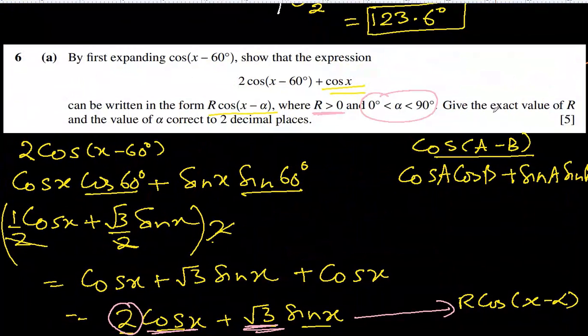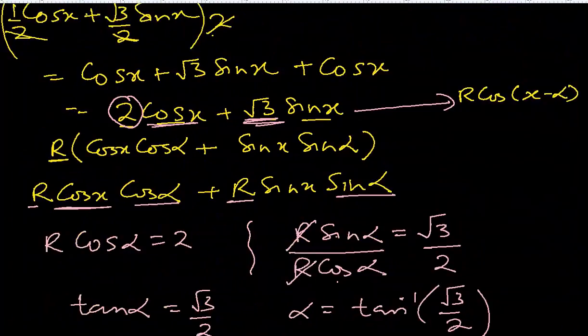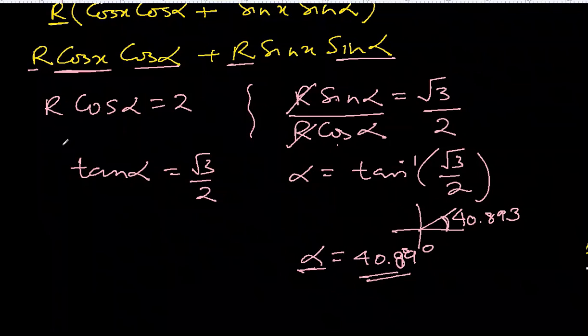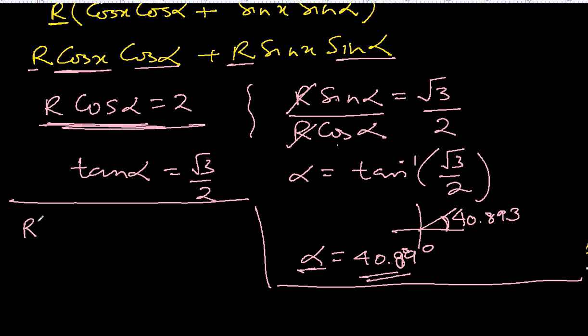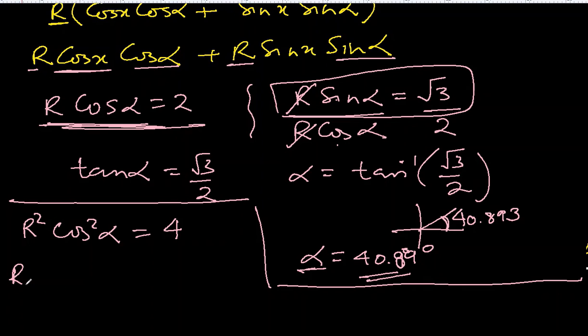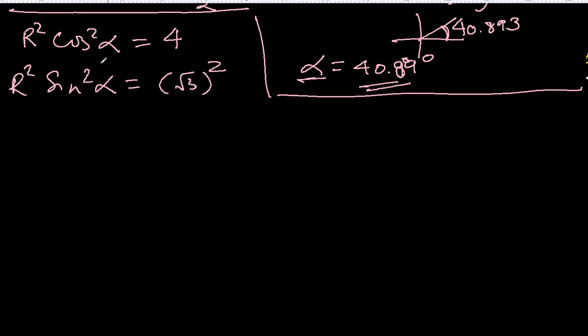And also, they're saying the exact value. If this exact value was not there, we would just put this alpha into, say, this equation, and we would get the value of r. However, for exact value, we'll have to sweat it out. How? Square this equation. It will become r square cos square alpha equal to 4. So I square the left side, right side, both of them. Similarly, I'll square the second equation, r square sine square alpha equal to square root 3 square. Square and square root 3 will cancel here.